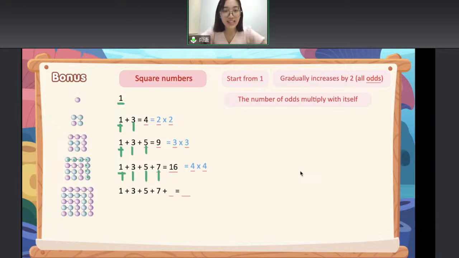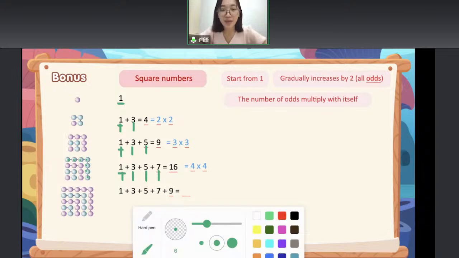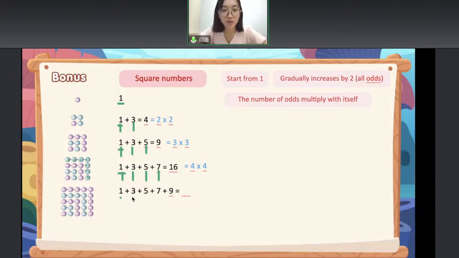Okay, so now let's have a look. What about if it is 1 plus 3 plus 5 plus 7 and then plus 9? Could you please tell me the result in 5 seconds? Yes, you only need to count how many odd numbers there are, right? So how many odd numbers? Look, we have 1, 2, 3, 4, 5. So 5 times 5 equals to? Yes, equals 25. Can you understand?